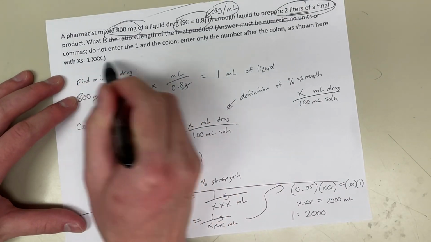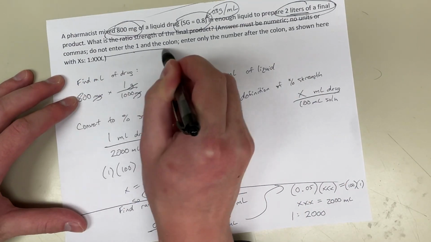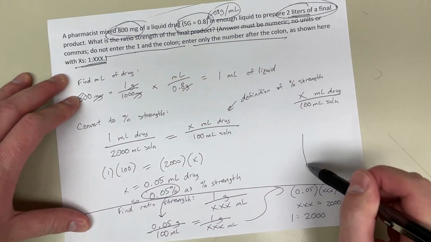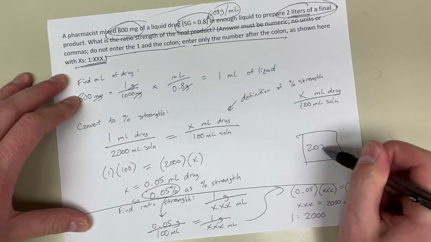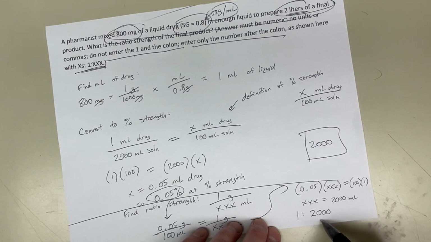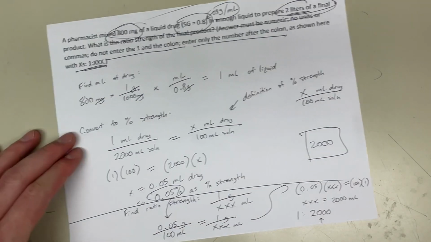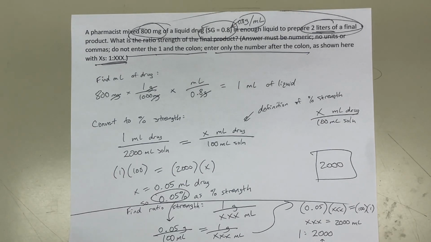But then I follow the instructions here, so do not enter the 1 in the colon, enter only the number after the colon, so like this. So in the computer, you just put in 2,000 as your answer, because they only want this number here. And don't include that 1. And that's your final answer.